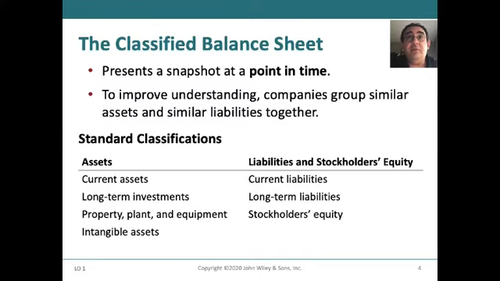And in order to improve understanding, companies will group similar assets and similar liabilities together to come up with a bit of a structured approach to the financial statement. So our standard classifications for a classified balance sheet basically include, on the asset side, current assets, long-term investments, property, plant, and equipment, or PPE, and intangible assets. On the liability side, we've got current liabilities, long-term liabilities, and stockholders' or shareholders' equity.